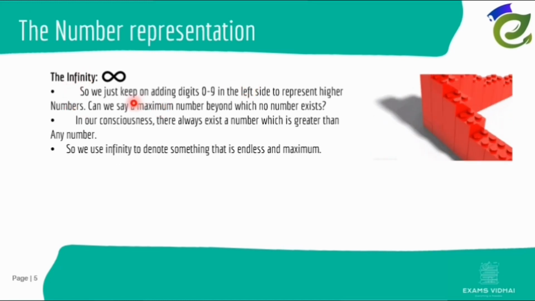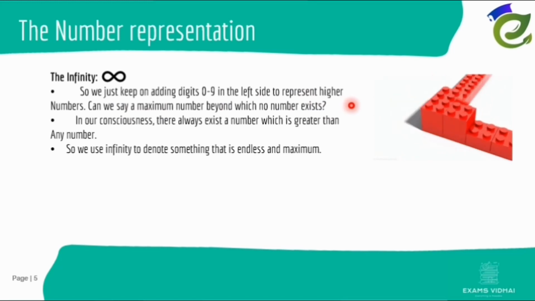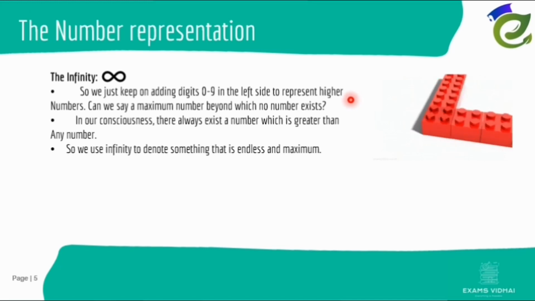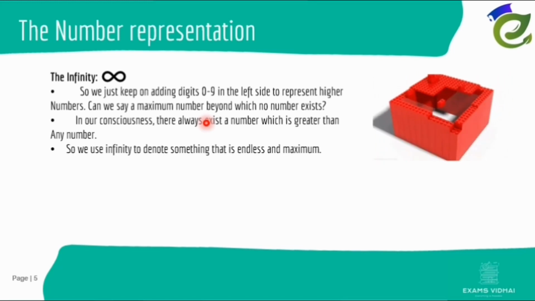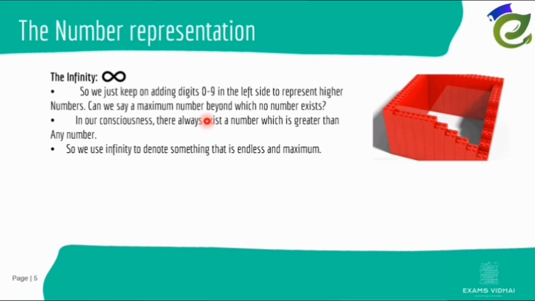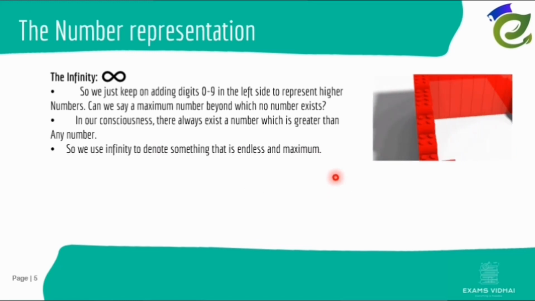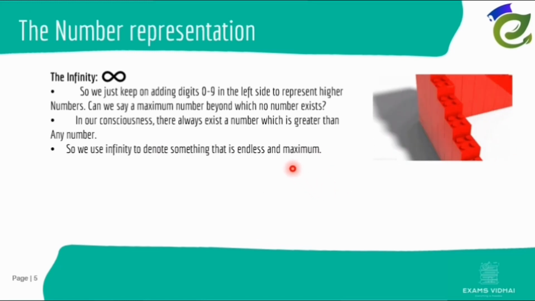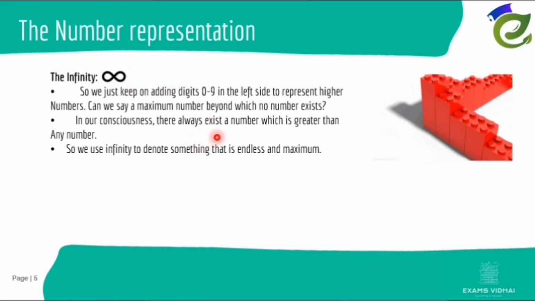So can we say a maximum number beyond which no number exists? Just think of it. Irrespective of whatever number you say, there always exists a number which is greater. In our consciousness, we can imagine such a number greater than some number, one more. So there's no absolute maximum when it comes to numbers. There is always something greater than the greatest thing you can imagine. So we use infinity to denote something that is endless and bigger than everything. We don't know the value of infinity absolutely, but remember infinity is simply used to denote something too big, that's bigger than everything.